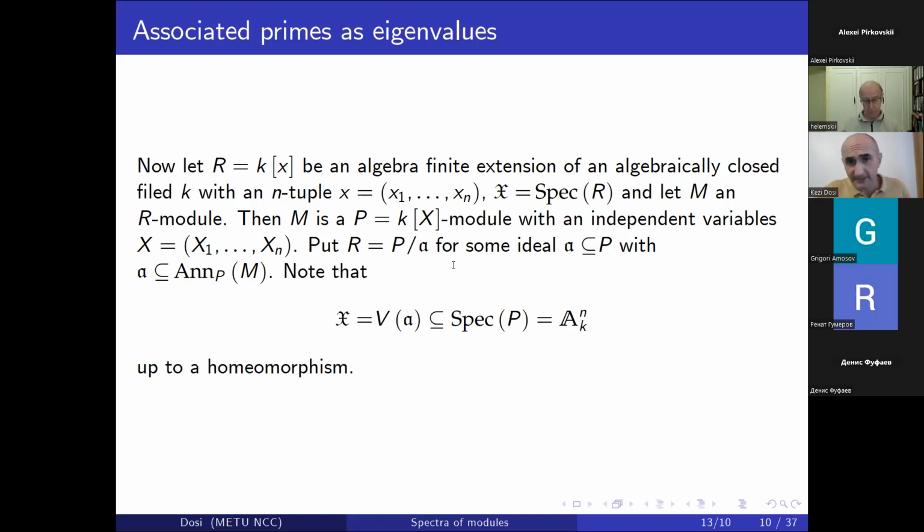Well, again, it's not so hard to see that X, actually the set of all primes containing A, can be embedded into the spec of P, right? But the spec of P is our affine space. That's a scheme. Look at my notation, index K, we fixed here. So X is a closed subset of this affine space up to homeomorphism, right? Okay, so we identify X with a closed subset of the affine space A^n over K.